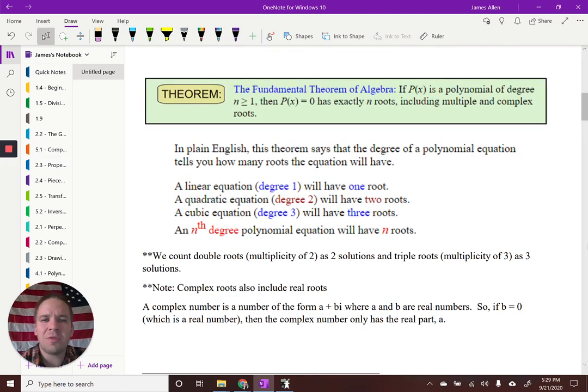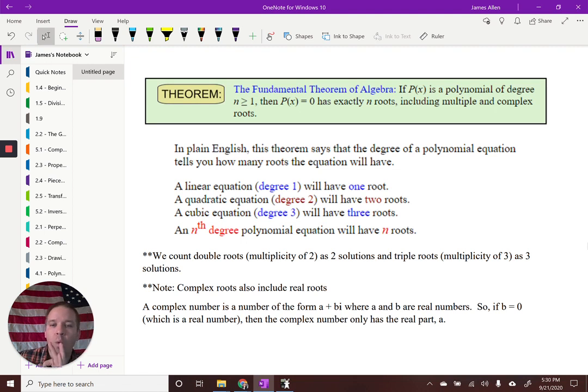All right, we got the fundamental theorem of algebra here. It states that if p of x is a polynomial of degree n greater than or equal to 1, so it could be a degree of 1, 2, whatever, then p of x equals 0 has exactly n roots, including the multiple and the complex roots. So basically what this says, guys, is if it's a degree of 1, it's got 1 root. If it's a degree of 2, it's got 2 roots. If it's got a degree of 3, so on and so forth, right? To the nth degree, a polynomial will have n roots.